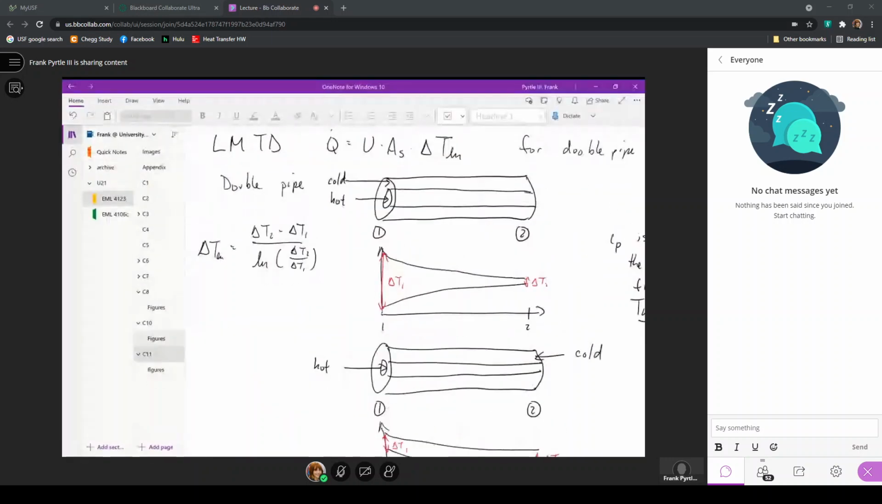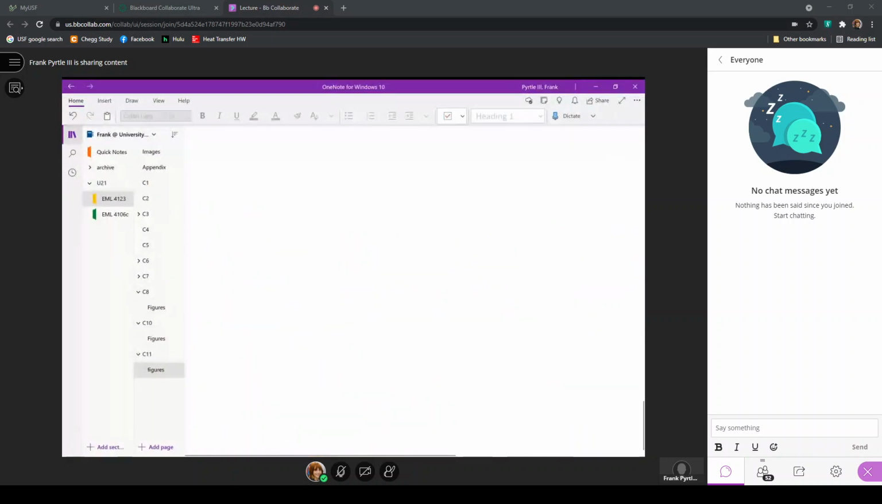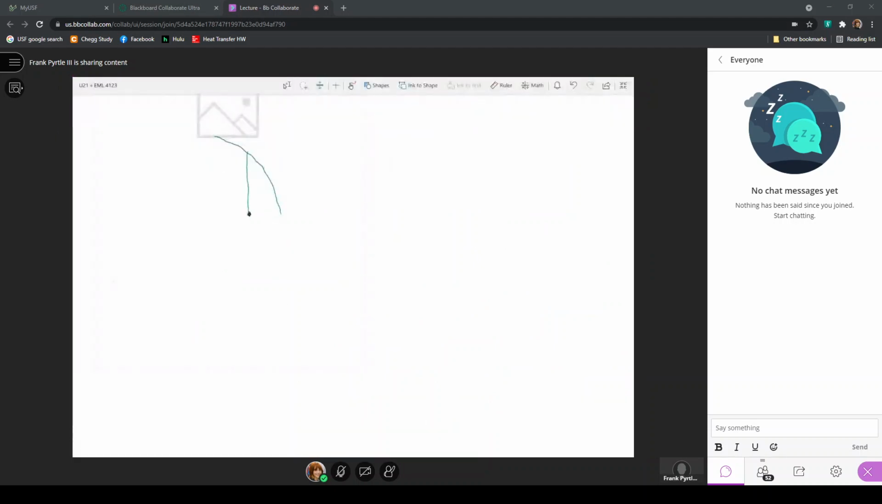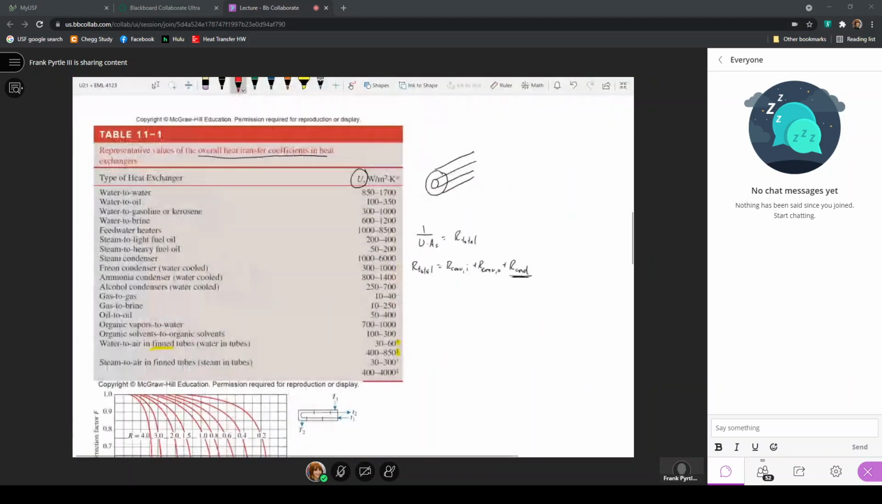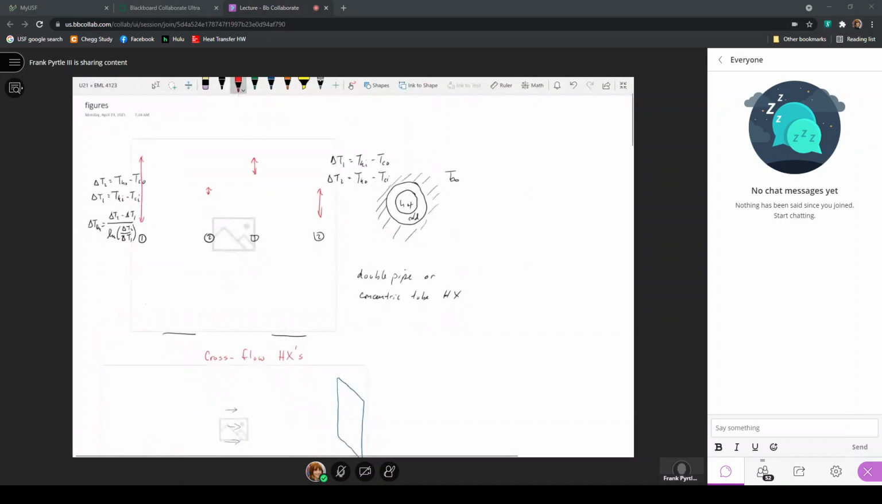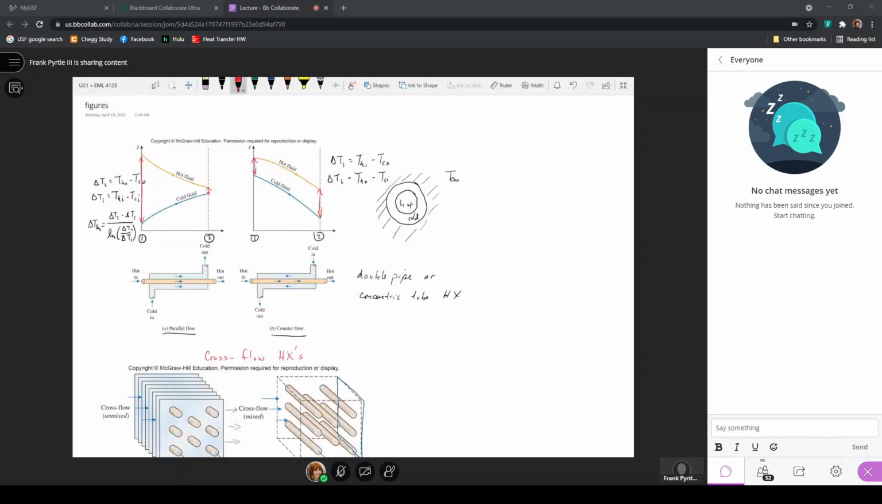When we look at these figures for the heat exchangers, again, we have for the parallel flow, both fluids come in at this position, both leave at this position. One hot fluid comes in here and leaves on the other end. Cold fluid comes in here and leaves on its other end. So the positions 1 and 2 are shared positions on the heat exchanger itself.